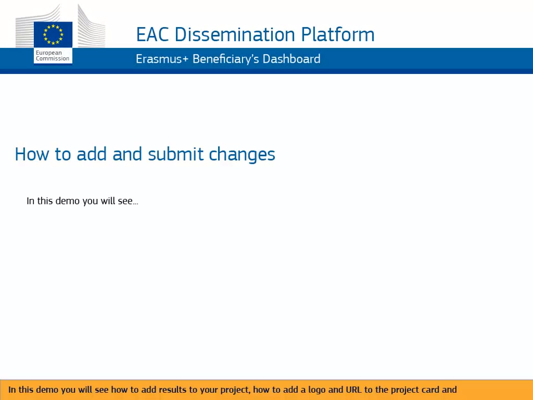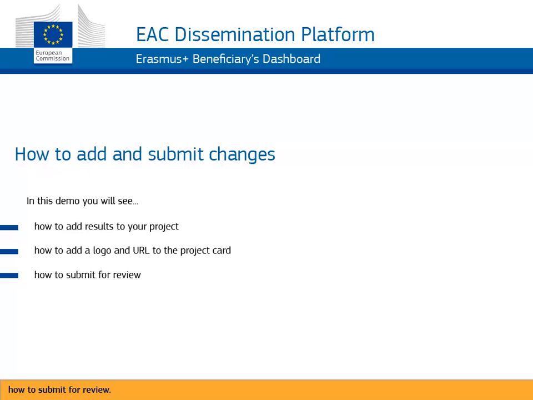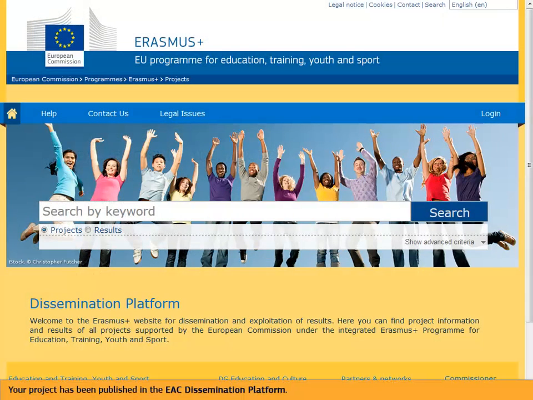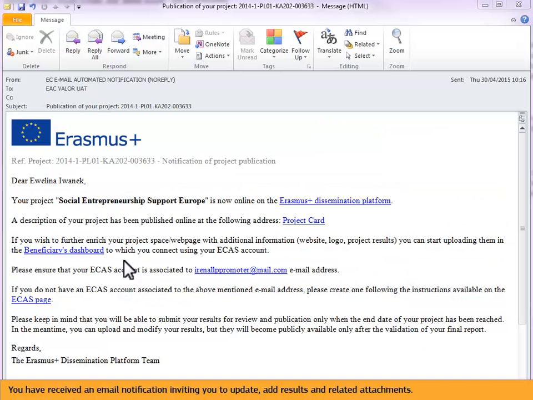In this demo you will see how to add results to your project, how to add a logo and URL to the project card, and how to submit for review. Your project has been published in the EAC dissemination platform. You have received an email notification inviting you to update, add results and related attachments.